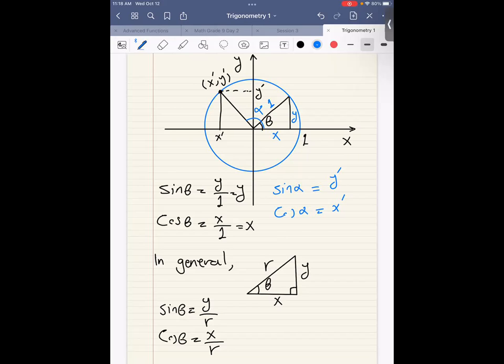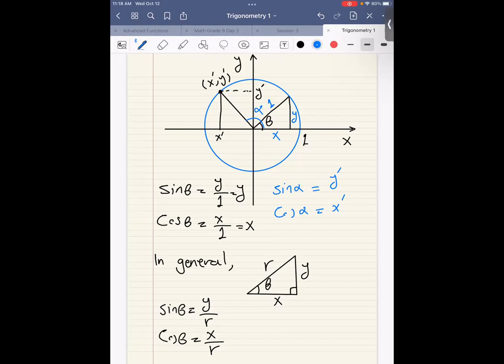But cosine is negative. Okay. How about, I want you to think, how about the third quadrant? So sine is positive or negative? Sine and cosine are negative. Both of them are negative, because if you go to the third quadrant, x and y are negative, so sine and cosine are both negative.